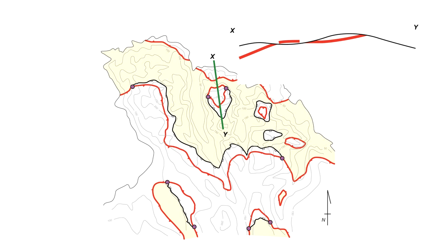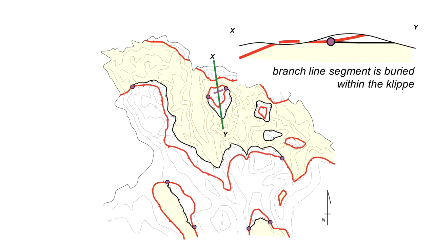What about the brick thrust? Well, that only lies on the map, you can see, towards the Y end of our section line. In other words, it lies over here, and it doesn't appear on the other side of the klippe. Therefore, the 2 thrusts must join beneath the outcrop of the klippe, there. In other words, this segment of the branch line is buried. Well, we can take this information and put it back onto the map, here. So within the klippe, the branch line segment is buried.